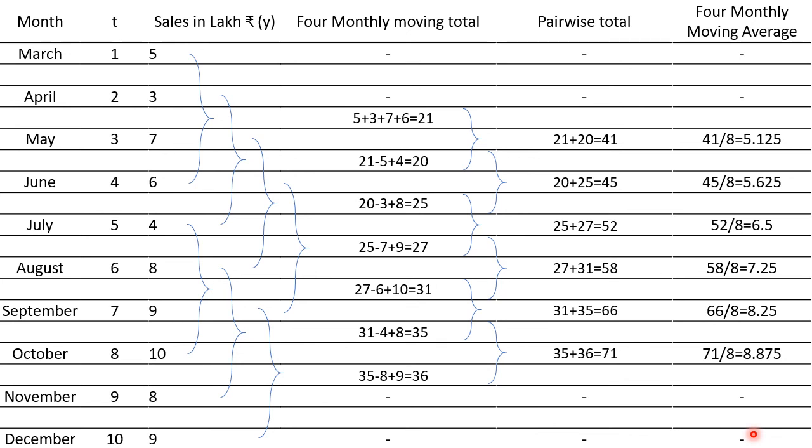What you need to do in here is first leave blank lines in between the values, then make a total of 4 values and write it in the middlemost blank line for each and every pair of observations, then make a total of the 4 monthly moving total pairs to get total of 8 different values, and then divide them with 8 to get our 4 monthly moving average. So this is how you solve this kind of sums.